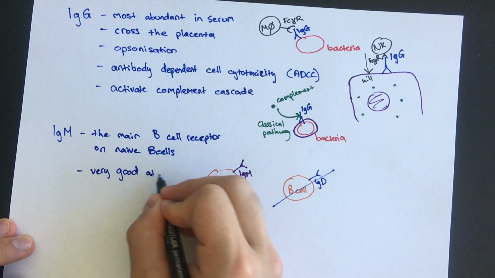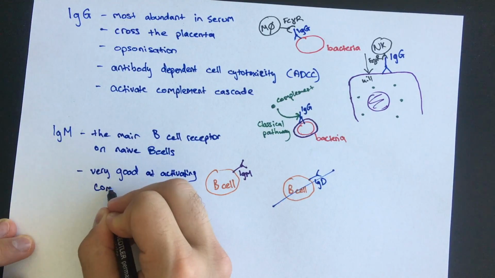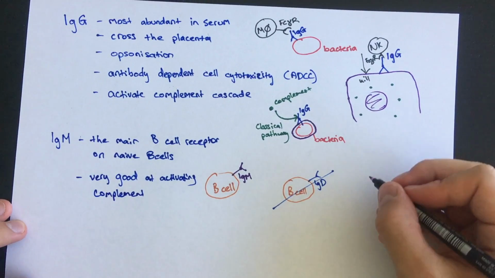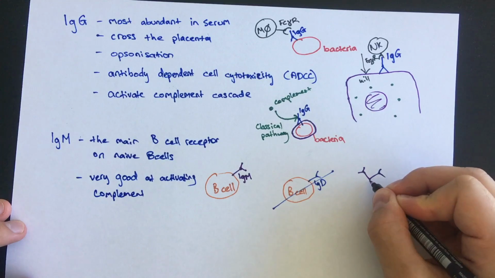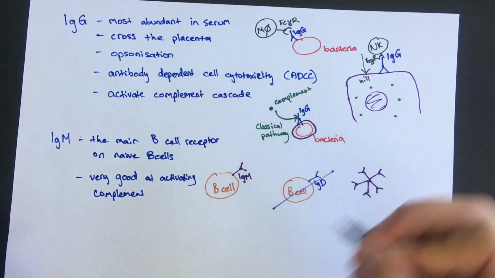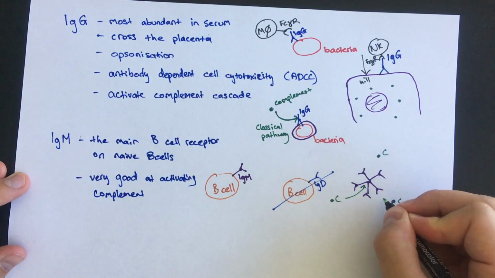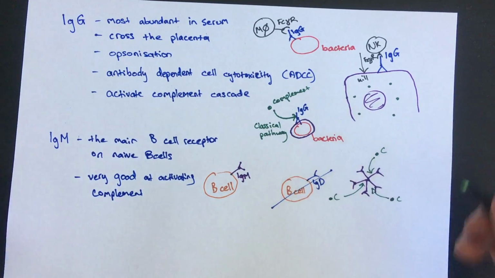IgM is also very good at activating the complement cascade, and IgM is in fact better than IgG at this function. One of the reasons is that IgM exists as a pentamer, so you can imagine there are more sites for complement to bind and thereby activate.